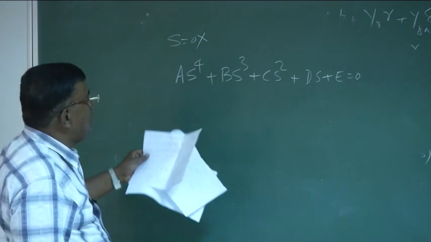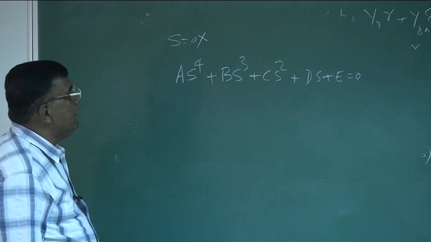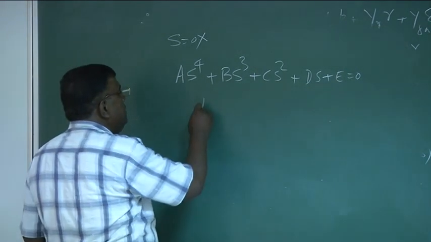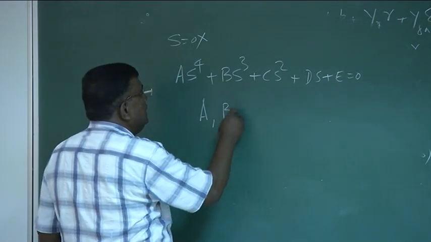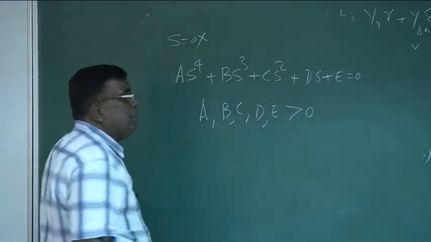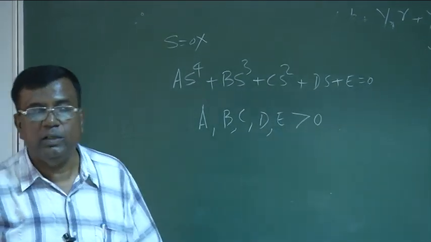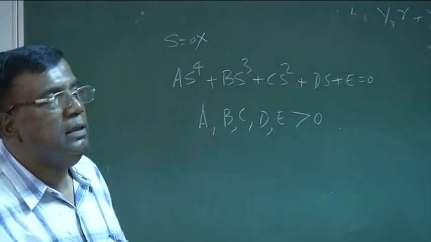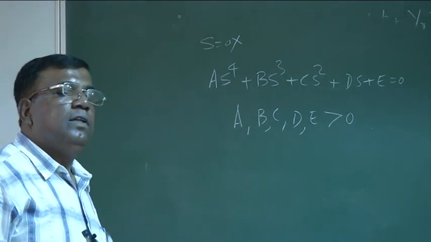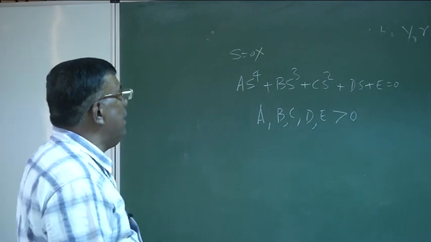But this is the characteristic equation, and again here, as we did for the longitudinal case, we will have conditions. The first condition will be A, B, C, D, E, all should be greater than 0, and there is a second condition to be satisfied, as we have done for the longitudinal case, to ensure that no root is in the right half of the imaginary and real plane. Then it will become unstable.